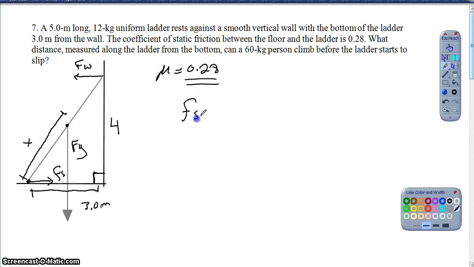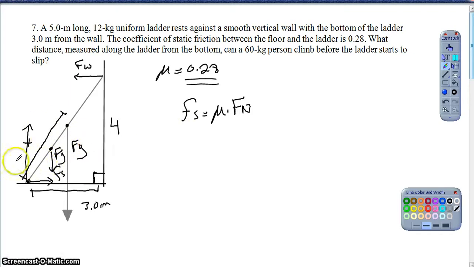Well, we know friction would be the coefficient times the normal force, and obviously they give me the coefficient, 0.28. So I just need to think about what would be the normal force exerted at the bottom of the ladder. Well, you obviously have the force of gravity of the ladder itself, plus, regardless of where this person is, the person's force of gravity is going to be pulling straight down as well, right?